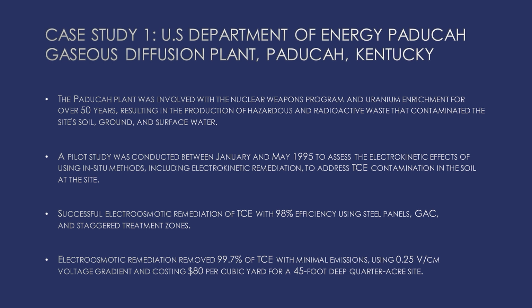Electroosmotic remediation was able to attain 99.7% effectiveness in removing TCE in its free phase, with minimal emissions and a voltage gradient of 0.25 volts per centimeter, resulting in a water speed of 0.43 centimeter per day. The technique costs approximately $80 per cubic yard for a 45-foot deep quarter-acre site.